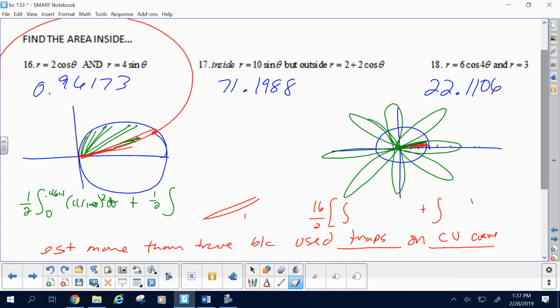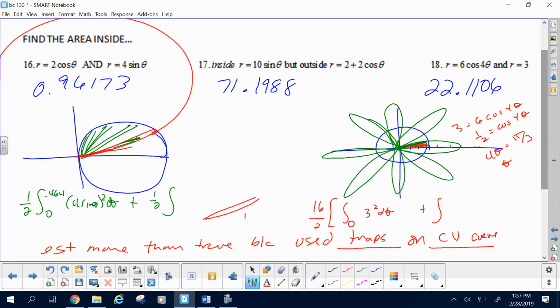The first area is inside the circle, so it's 3 squared. Check that you remember the square. It starts at 0 and ends when those meet: 3 equals 6 cosine of 4 theta. When cosine equals 1/2, that means 4 theta needs to equal pi over 3. So I believe that would be pi over 12. Okay?